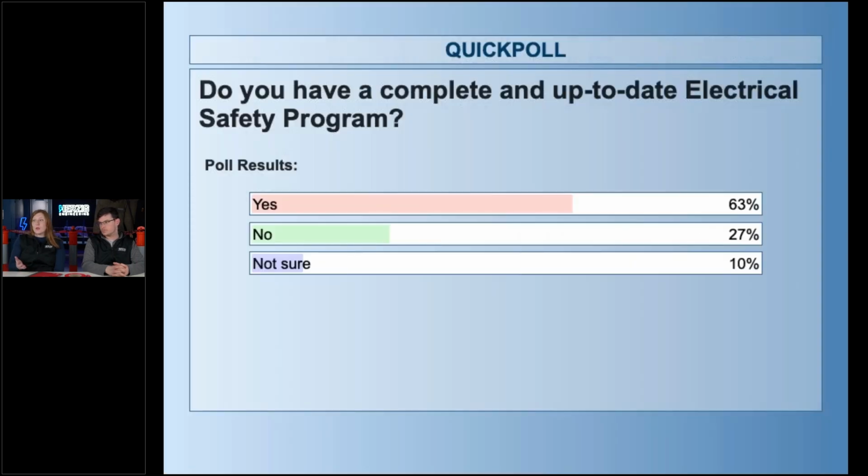All right, so majority said yes. Wonderful, update it to the 2024 edition. There have been a few minor changes that could make a difference in how your work practices are applied. If you reference specific articles, things have moved around, so you have to update to that.